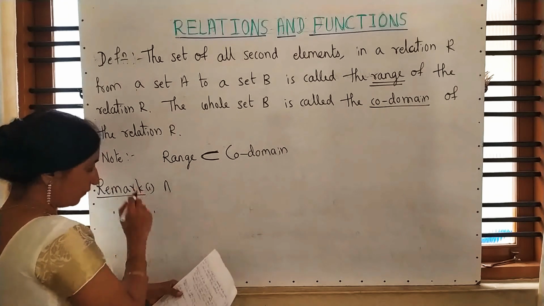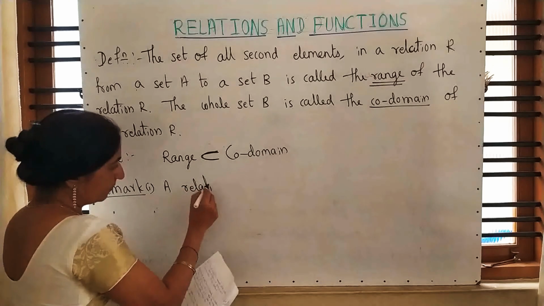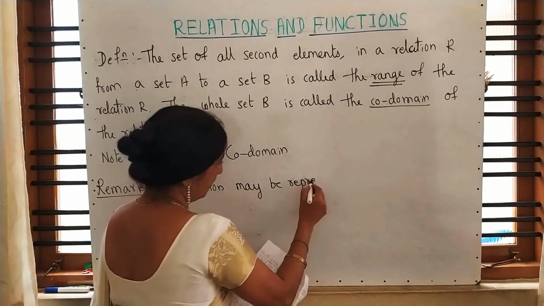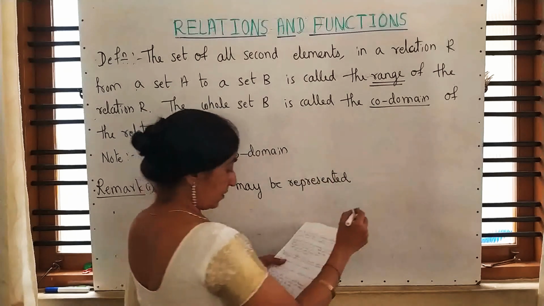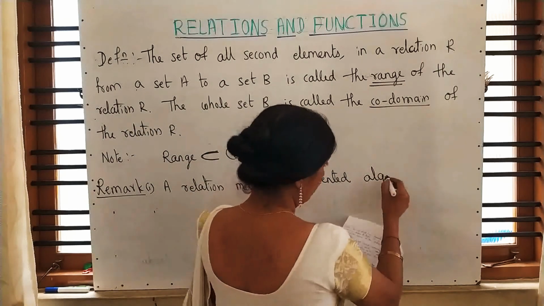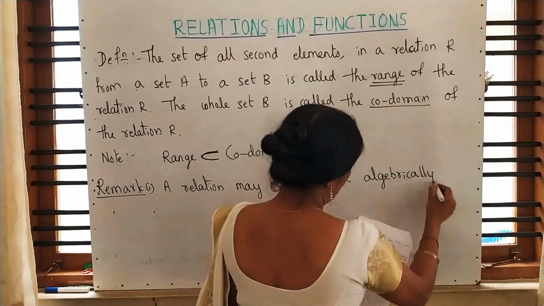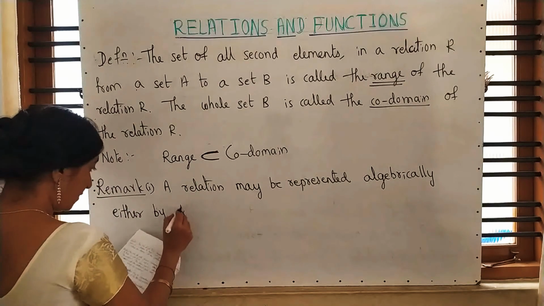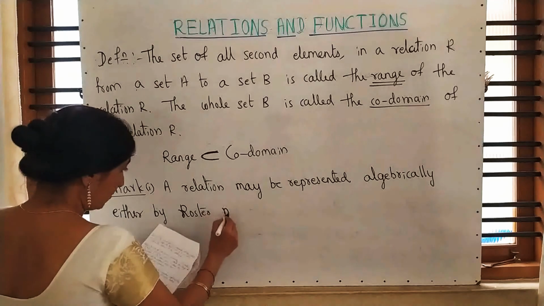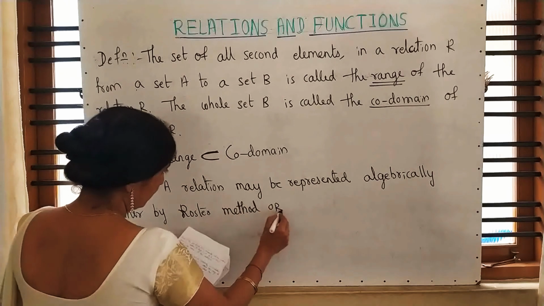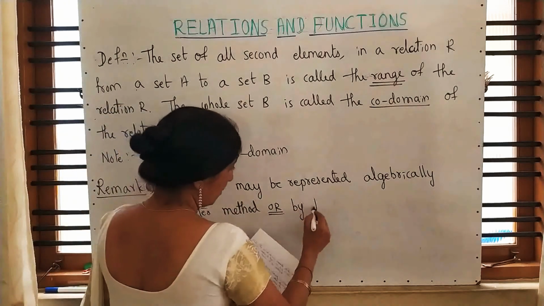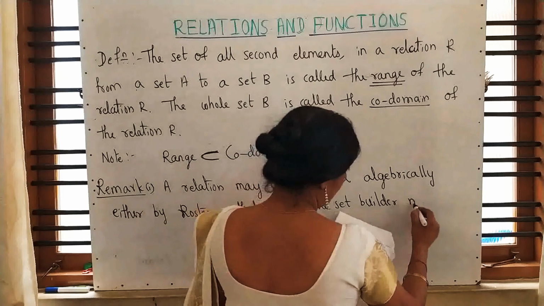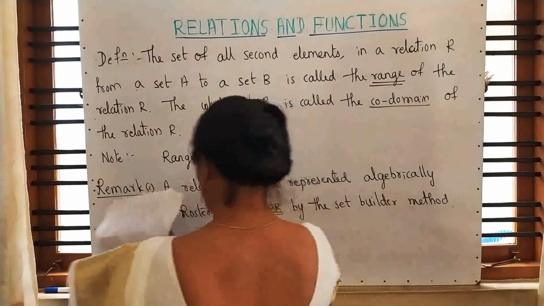This is the first remark. A relation may be represented algebraically, either by the roster method or by the set builder method. I will explain both.